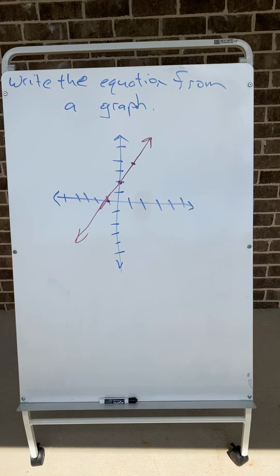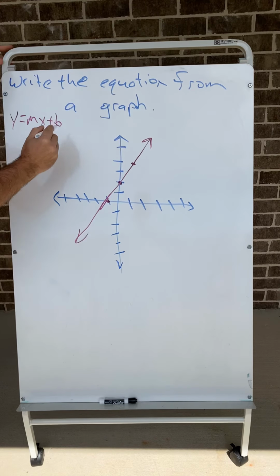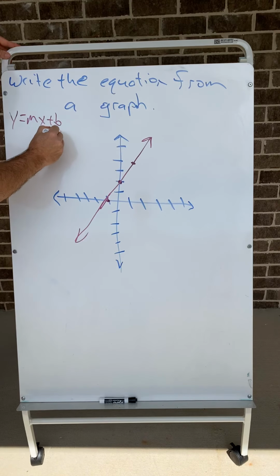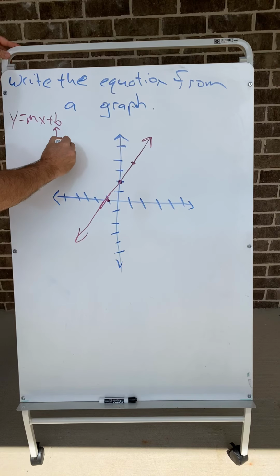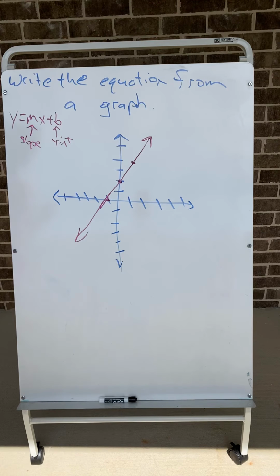Now they give me the line. Now I need to know how to make my equation. Now we know when we do our graphs, we're doing y equals mx plus b. So when we have that, your b is your y-intercept. So that's the first thing. Your m is going to be your slope. So that's going to be the two things we're looking for.